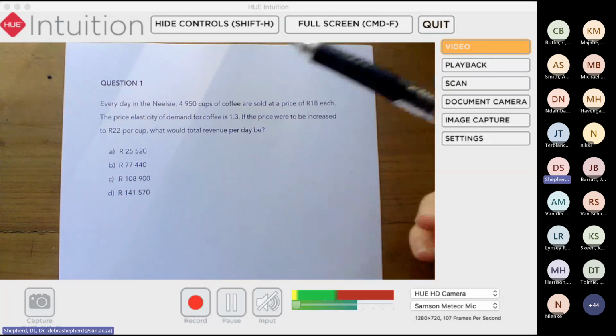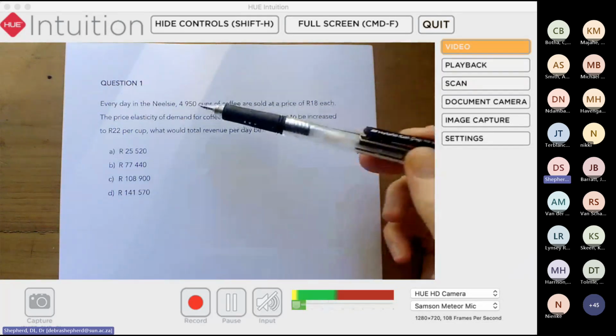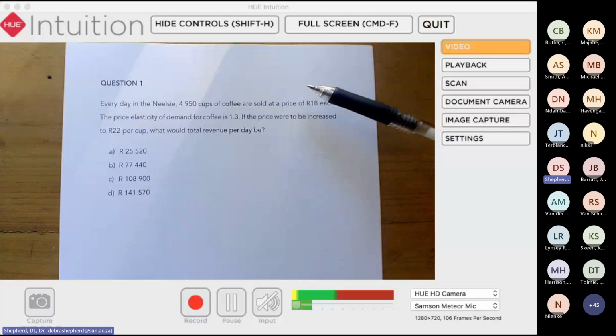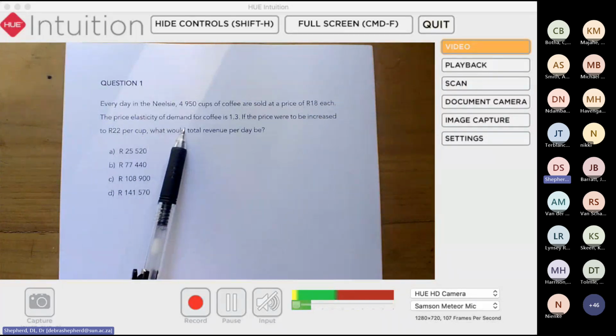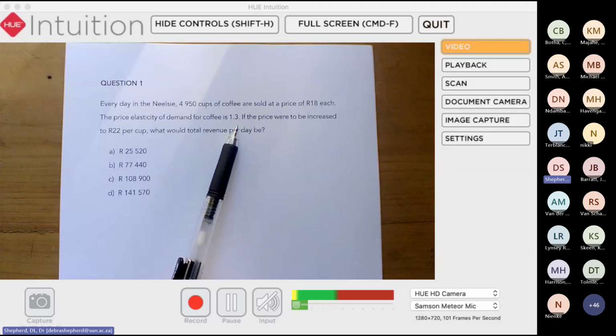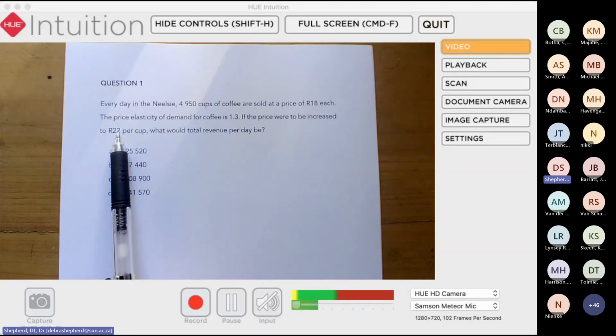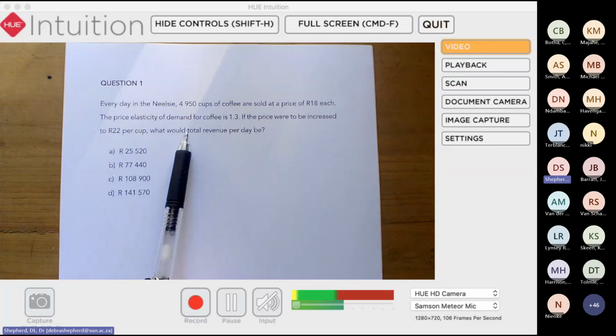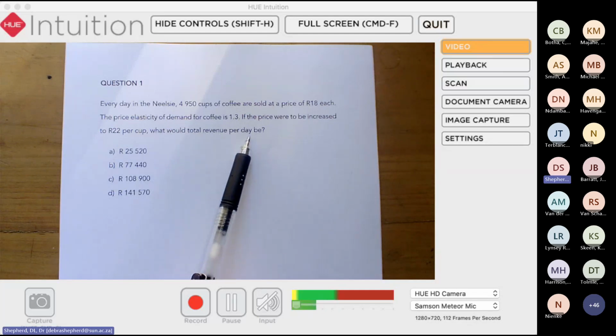So question 1 tells us that every day in the Nielsen, 4,950 cups of coffee are sold at a price of 18 Rand each. The price elasticity of demand for coffee is 1.3. If the price were to be increased to 22 Rand per cup, what would total revenue per day be?